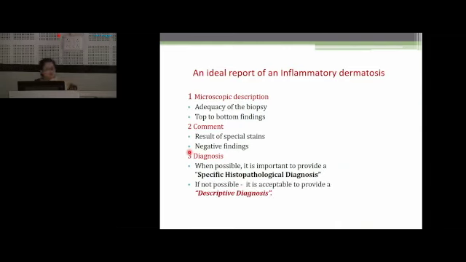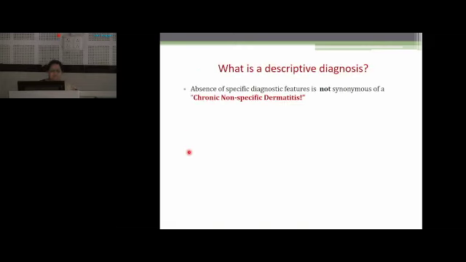But if it is not possible, it is acceptable to provide a descriptive diagnosis if the findings are not conclusive. Now, what does this descriptive diagnosis suggest? Remember, absence of specific diagnostic features is not synonymous with chronic non-specific dermatitis. So, a pathologist should never write down the report as chronic non-specific dermatitis. This report is very frustrating for dermatologists because they will never sample any non-specific dermatitis like lesion.